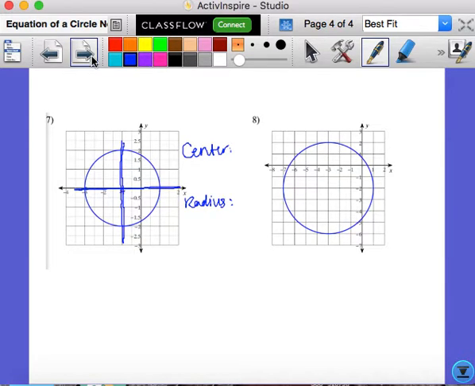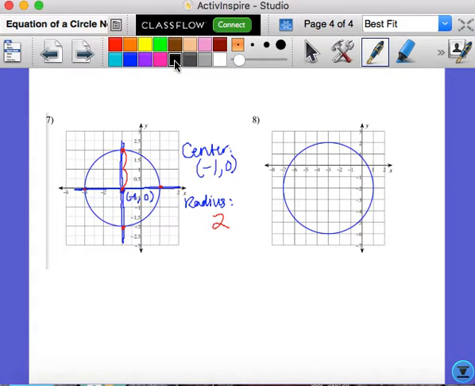So this point right here is at (-1, 0). And to find the radius, I'm going to figure out approximately how far we've gone from this center up to this point, right to this point, down, and to the left. So all of these are 2 units away from the center, which tells me that if my center is at (-1, 0), my radius is 2.